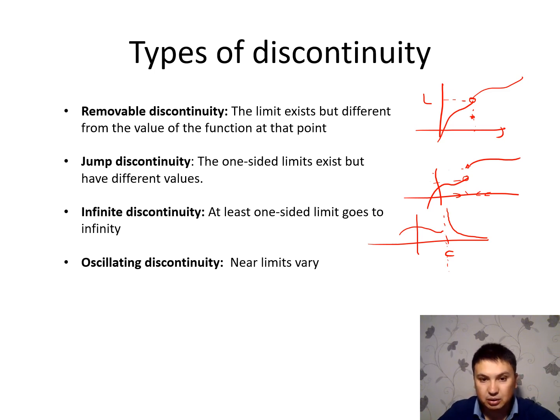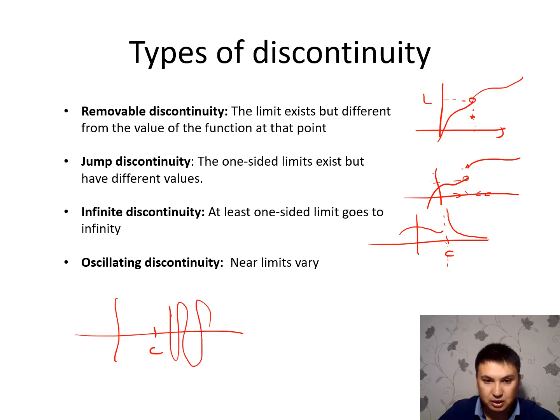Oscillating discontinuity, so the nearby values vary. Basically, it might happen that at this point, your function is oscillating too much. In a sense, it's approaching different values, more than one value, right? But a limit must be unique. So this again invalidates continuity. So we call it discontinuous.